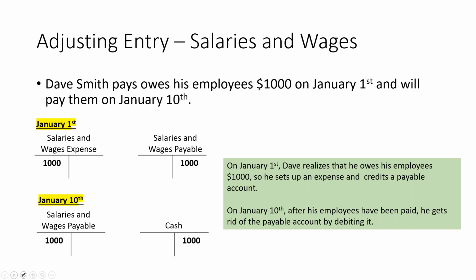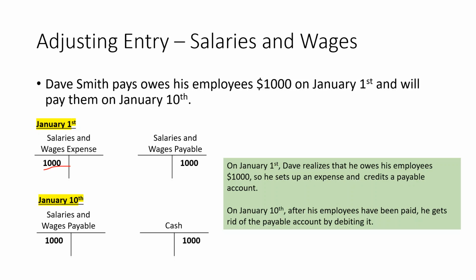Let's look at another adjusting entry, salaries and wages. Let's say Dave Smith owes his employees $1,000 on January 1st, and he will pay them on January 10th. So on January 1st, we're going to recognize salaries and wages expense worth $1,000. We can recognize this expense because it's been accrued. We recognize it.